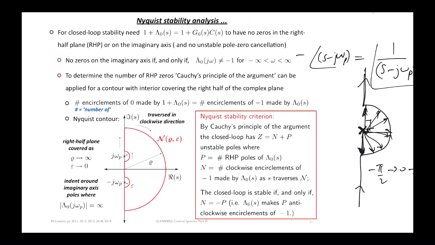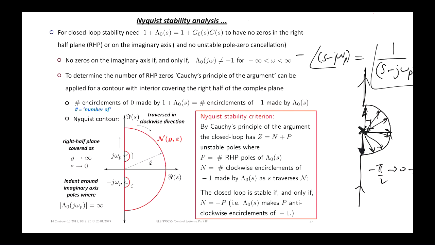If we count how many times that new contour encircles the critical point -1 in the clockwise direction, and call that n, then the number of zeros of this function in the right half plane, in other words the number of closed loop poles, z, will be n plus p, where p is the number of open loop poles in the right half plane. So for closed loop stability, we want z to be 0.